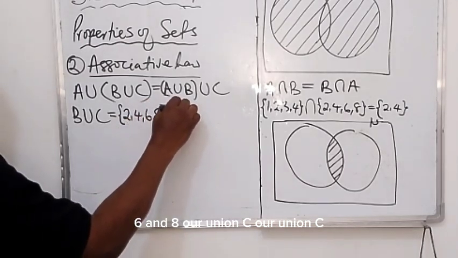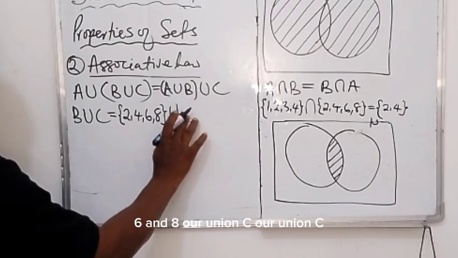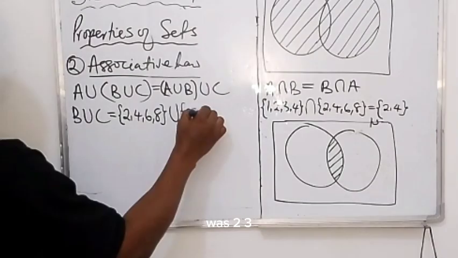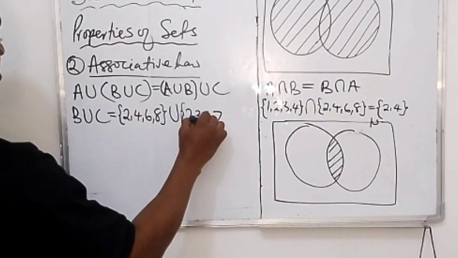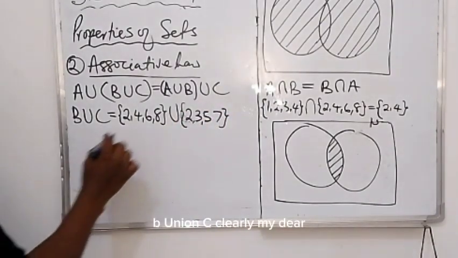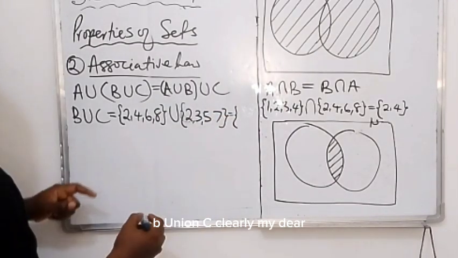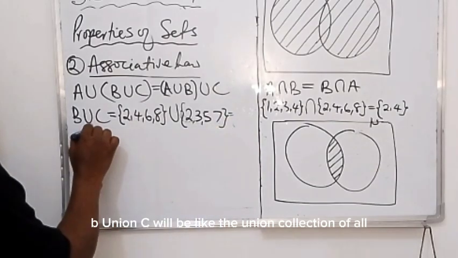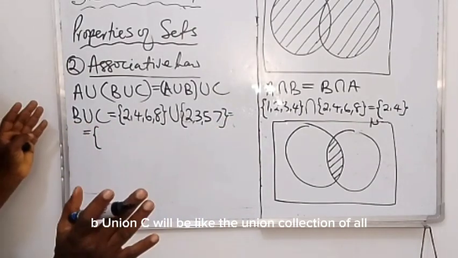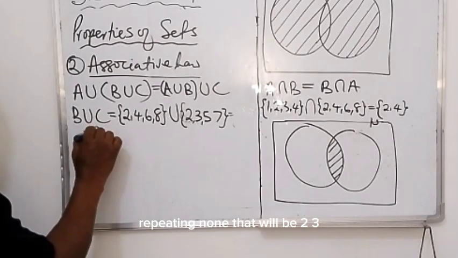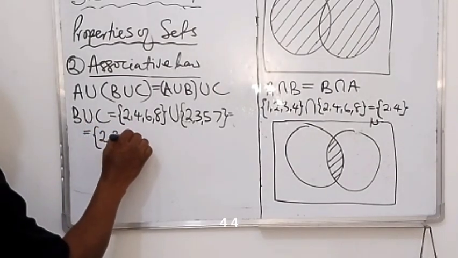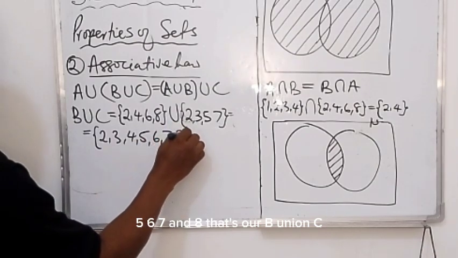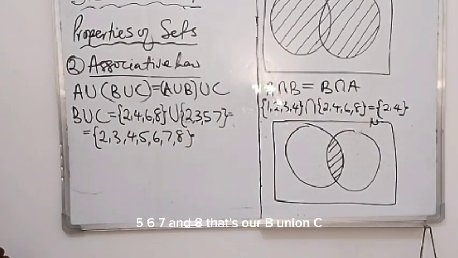Our union C, C was 2, 3, 5, 7. So B union C, clearly, my dear, will be the collection of all, repeating none. That will be 2, 3, 4, 5, 6, 7, and 8. That's our B union C.